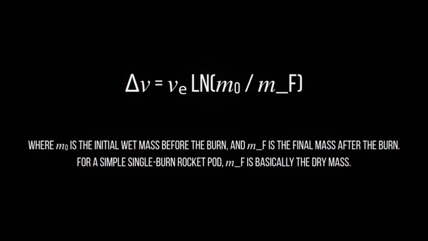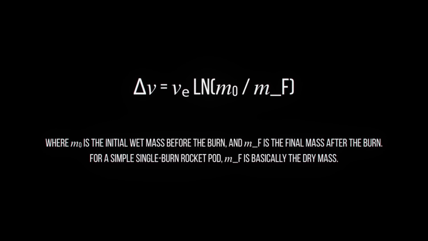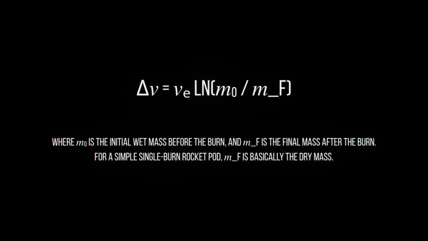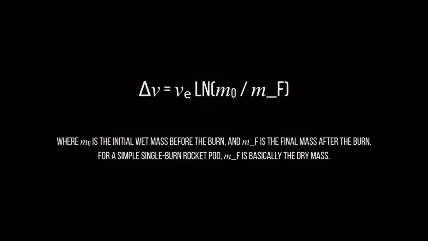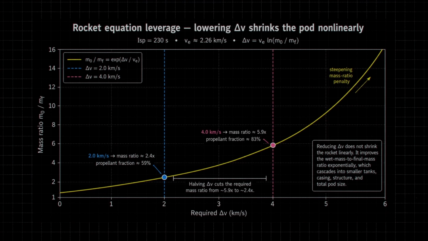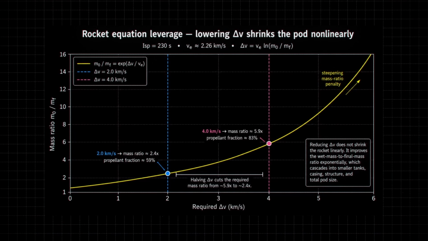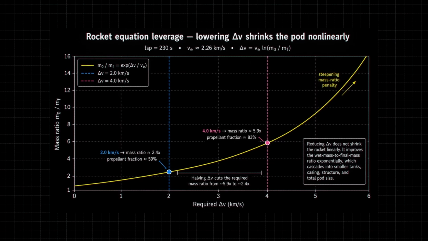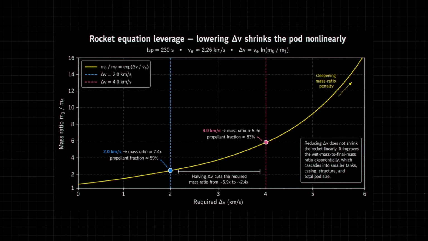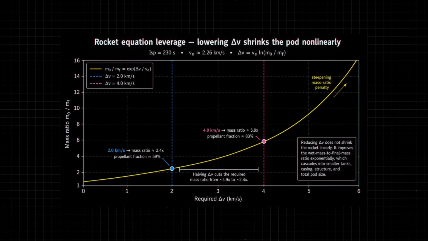The first, delta V, mostly determines the propellant mass fraction, and the relationship is given by the rocket equation, written here in its delta V form, where m0 is the initial wet mass before the burn, and m_f is the final mass after the burn. That final mass is basically just the dry mass. As we can see, delta V is proportional to the natural log of the mass ratio. So reducing the required delta V does not shrink the rocket linearly, it reduces the required propellant through an exponential improvement in the wet mass to final mass ratio, which then cascades into smaller tanks, casing, structure, and everything else the rocket pod has to carry.